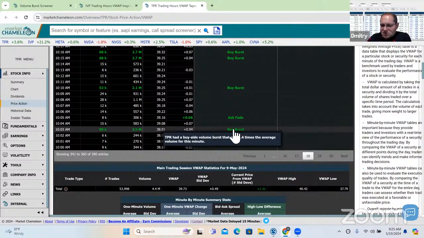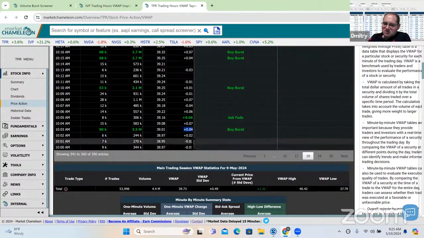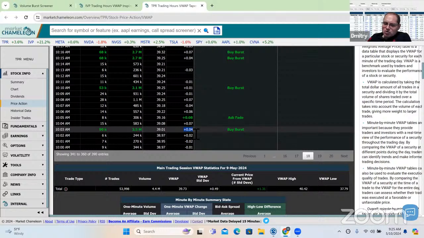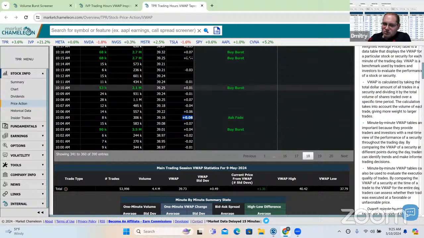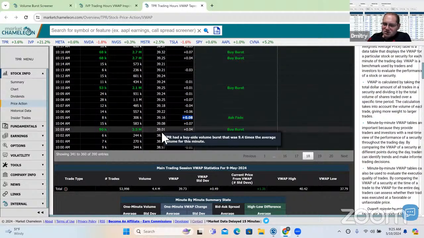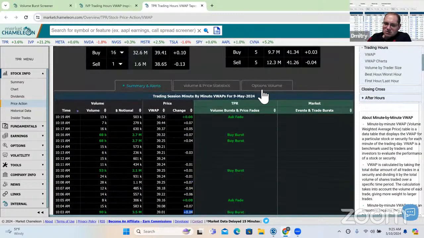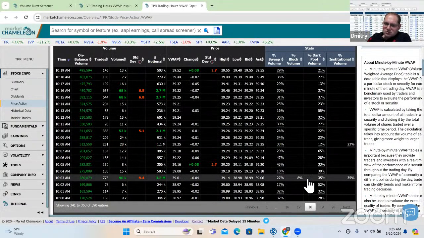So here, what's interesting is that we see that there's a big buy burst, 3.5 million, and it didn't move that much, 0.4 cents, right? So it wasn't an unusual movement in the uptick. If it was, we would have it colored like this. So here, it only moved up 4 cents. Let's just take a look where that happened. Here it is. So it happened, only 35% of that was in a dark pool, so it could have been on the lit exchange.